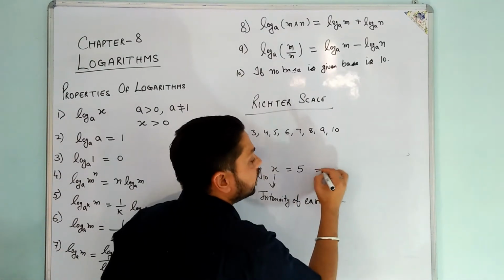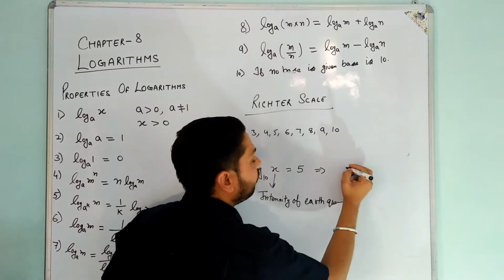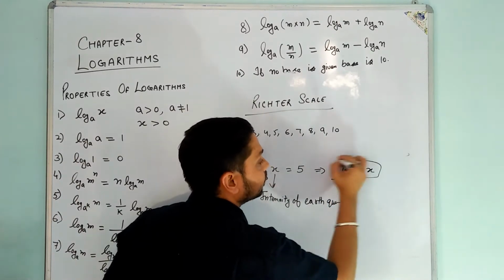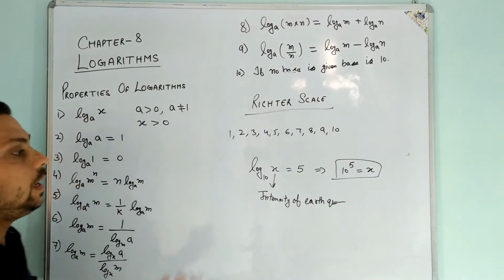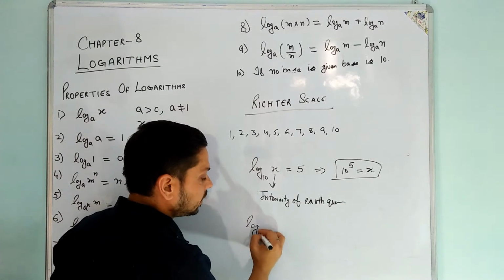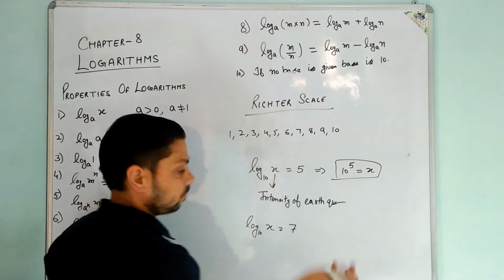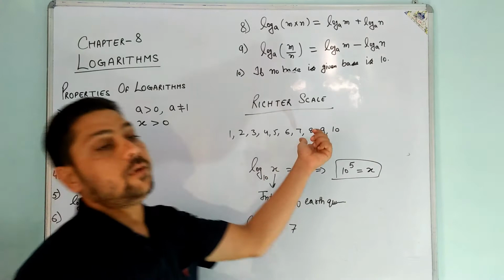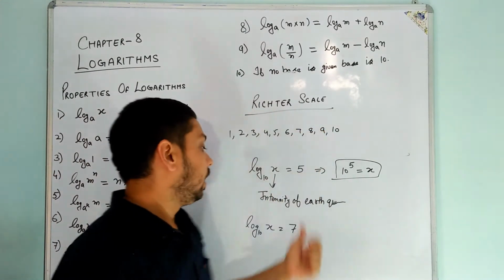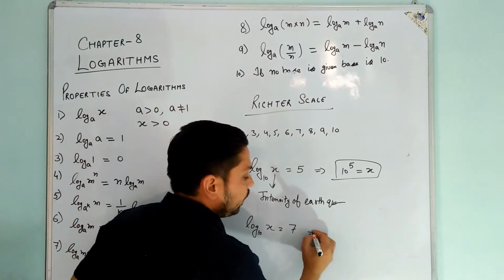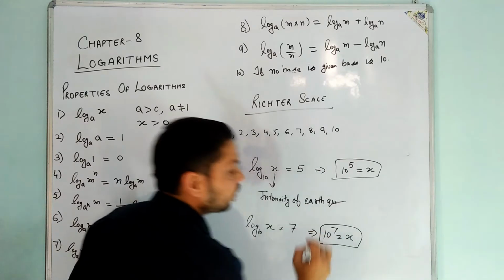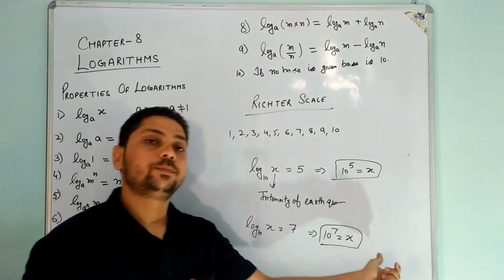Now, to convert this into exponential form, we have 10 raised to power 5 is equal to x, like this. Similarly, for example, log with base 10 of x is equal to 7. Another, we have an earthquake of 7 on a Richter scale. Then this can also be represented as 10 raised to power 7 is equal to x.